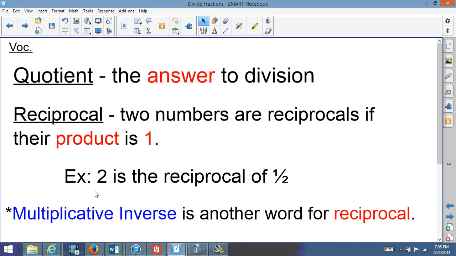For example, you have 2. It is the reciprocal of 1/2. Notice you have 2 on the bottom of the 1/2 now, whereas 2 was a whole number and now it's upside down. So that's what we mean by reciprocal. When we multiply 2 times 1/2, you get 1. So two numbers multiplied together give you a product of 1. Multiplicative inverse is another way of saying reciprocal, by the way.